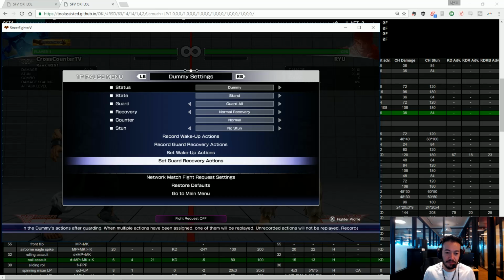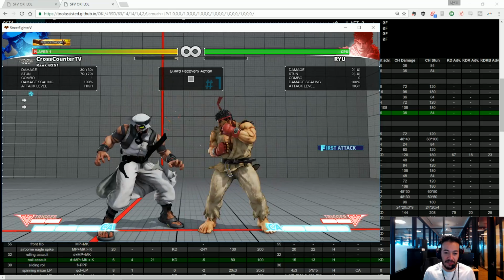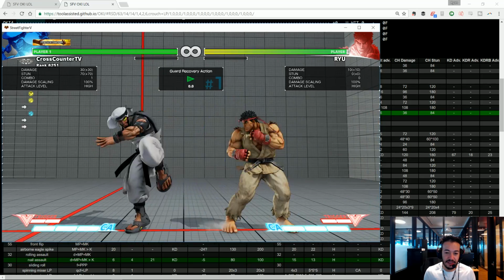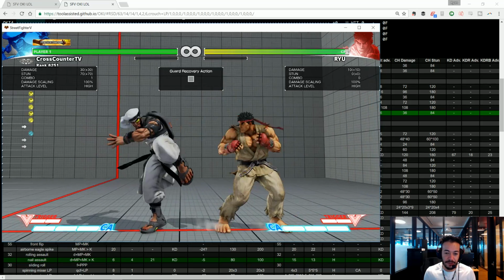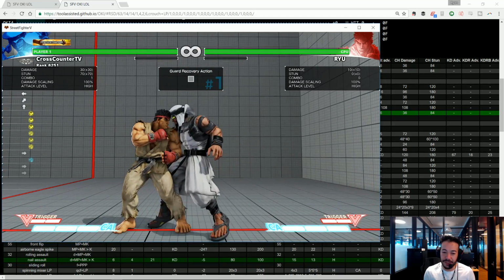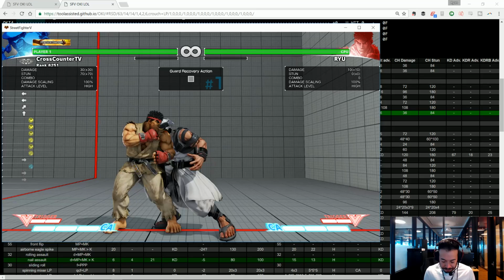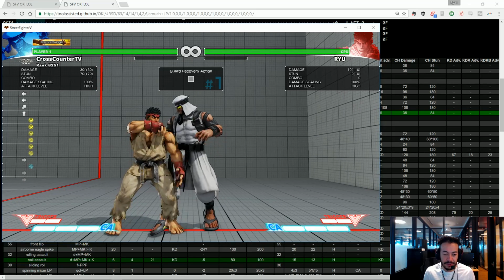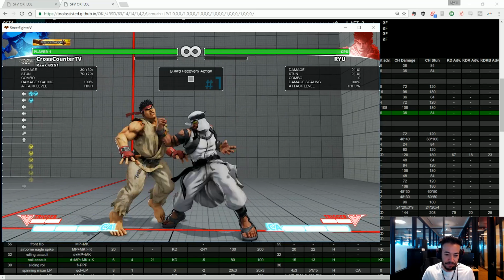So then we set guard recovery action to on, and now every time he blocks, because he's going to block everything, remember, he's going to hit stand jab. With me so far? Yep. Okay, so now we can just test. We just start with light kick.